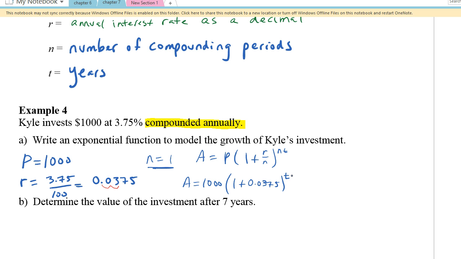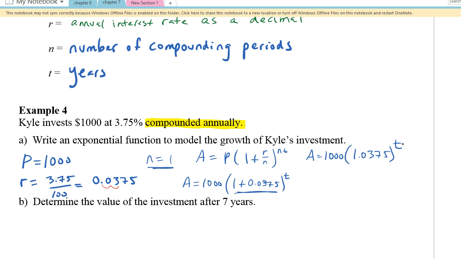So t here is our variable, and a, like our x value, and a is what comes out of the function. We can actually tighten this up a little bit, this 1 plus 0.0375, so I can say that a is equal to 1,000 multiplied by 1.0375 to the power of t.